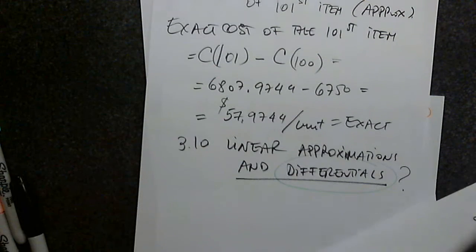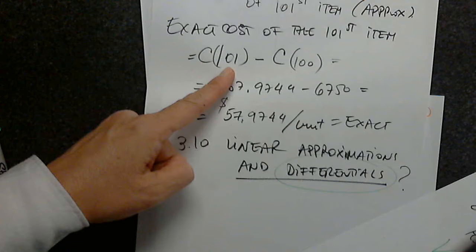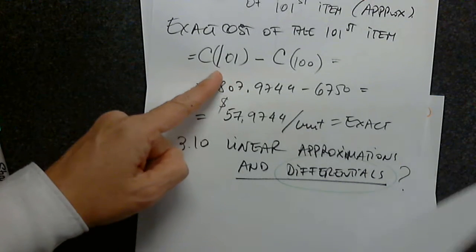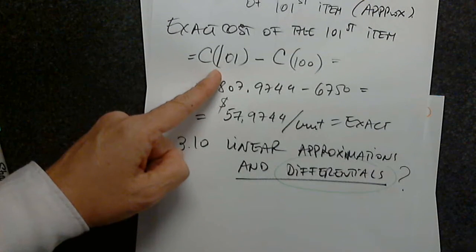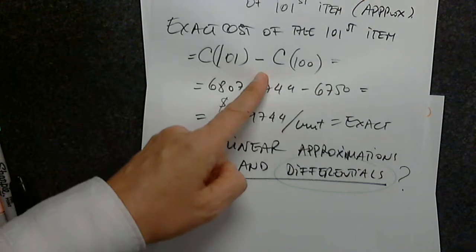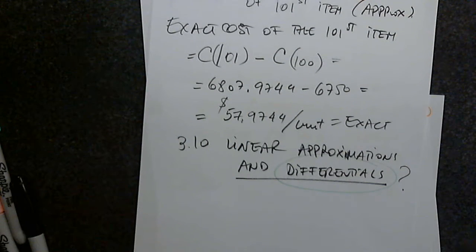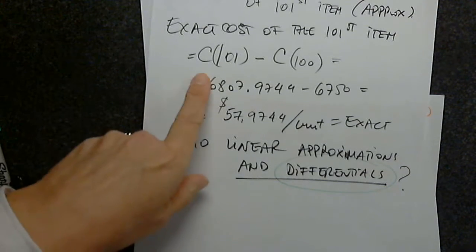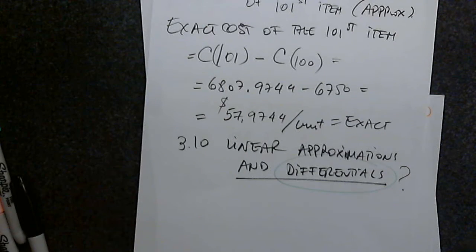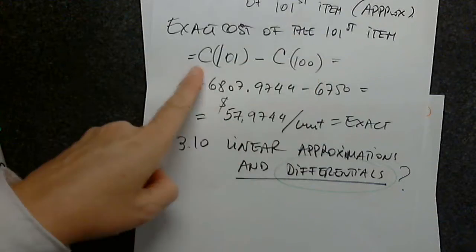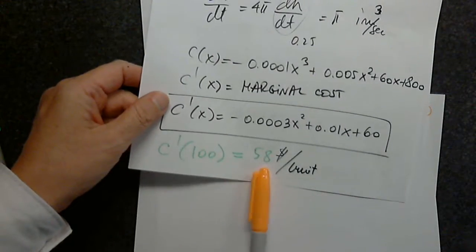What is the error, so to speak? One, because we want to create one more. We don't want to create 100, we want 101. So that's the exact change that is triggered by a one unit change in x. That is the change in cost. So that's the delta y, and this is the dy.